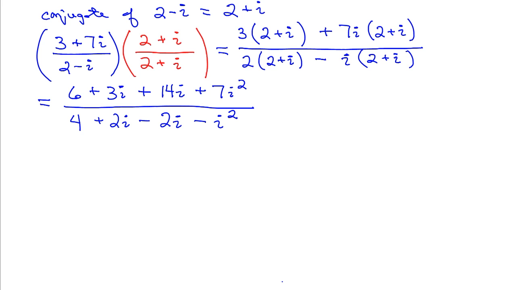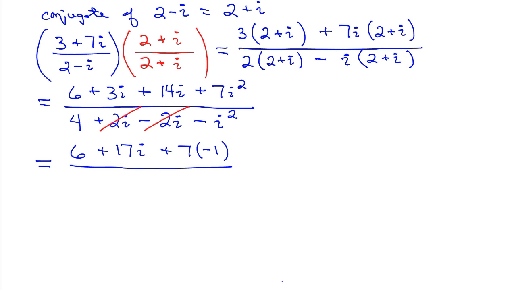In the next simplification, we're going to add the i's together and change the i squareds into negative 1. So we'll have 6 plus 17i plus 7 times negative 1. Now notice that the 2i and negative 2i on the bottom cancel. This will always happen if you have multiplied correctly by the conjugate. In fact, that is the point of multiplying by the conjugate, to get rid of the i's in the denominator.